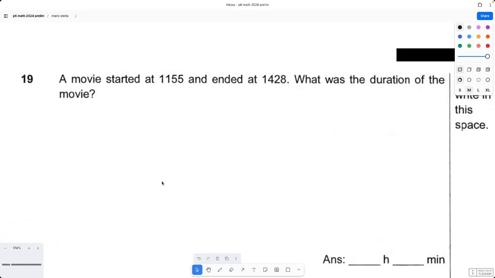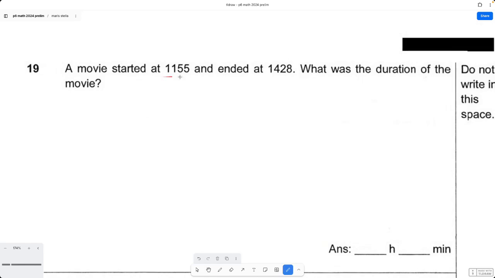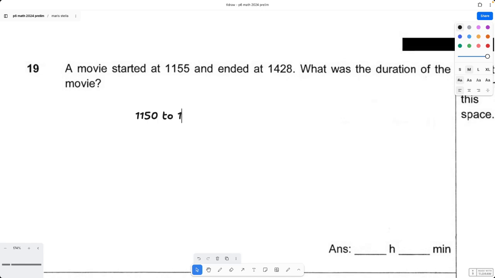Question 19. A movie started at 11:55 and ended at 14:28. What's the duration of the movie? Okay, so you can subtract 14:28 minus 11:55, right? For me, it's easier: 11:55 to 12:00 is equal to 5 minutes. 12:00 to 14:28 is equal to 2 hours and 28 minutes.